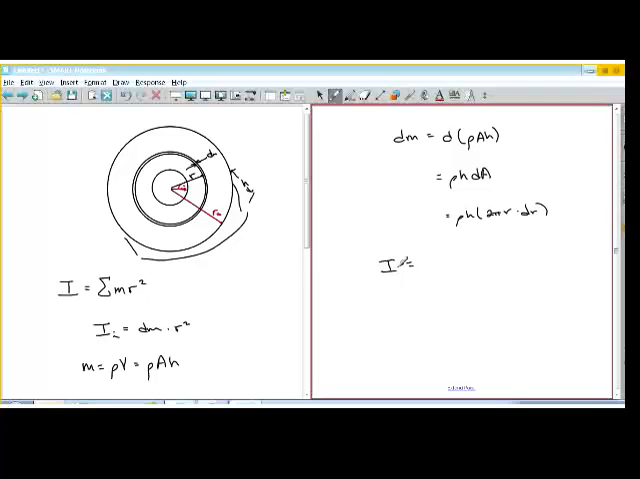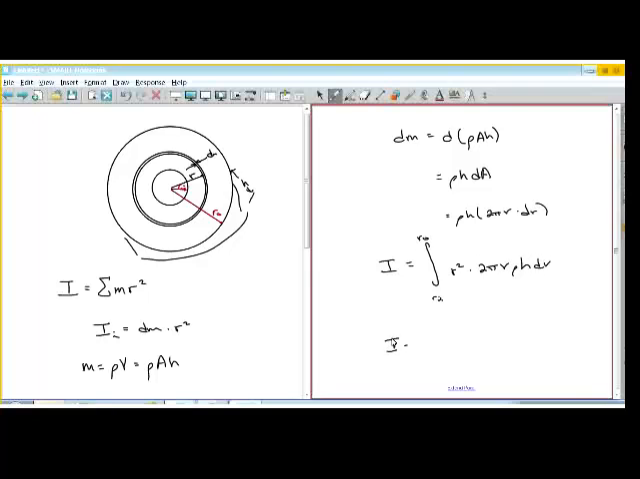Okay, so instead of using a summation sign, we use the integral. So we have our mass, which is actually going to be this differential mass. So we have 2 pi r rho h times dr, and then we have the radius squared. And we integrate from r sub I, the inside radius, to the outside radius. So this is a definite integral.